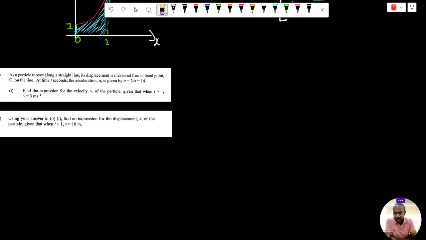Part 1. Find the expression for the velocity v of the particle, given that when t equals 1, v equals 3 meters per second. Now, we should know the relationship between acceleration and velocity. We should know that acceleration a is equal to the rate of change of velocity with respect to time. So a is equal to dv by dt. Now, we should also remember that integration is the exact reversal of differentiation for the most part, and therefore if we're given acceleration as a function of time and we want to find the velocity v, then v is equal to the integral of a dt.